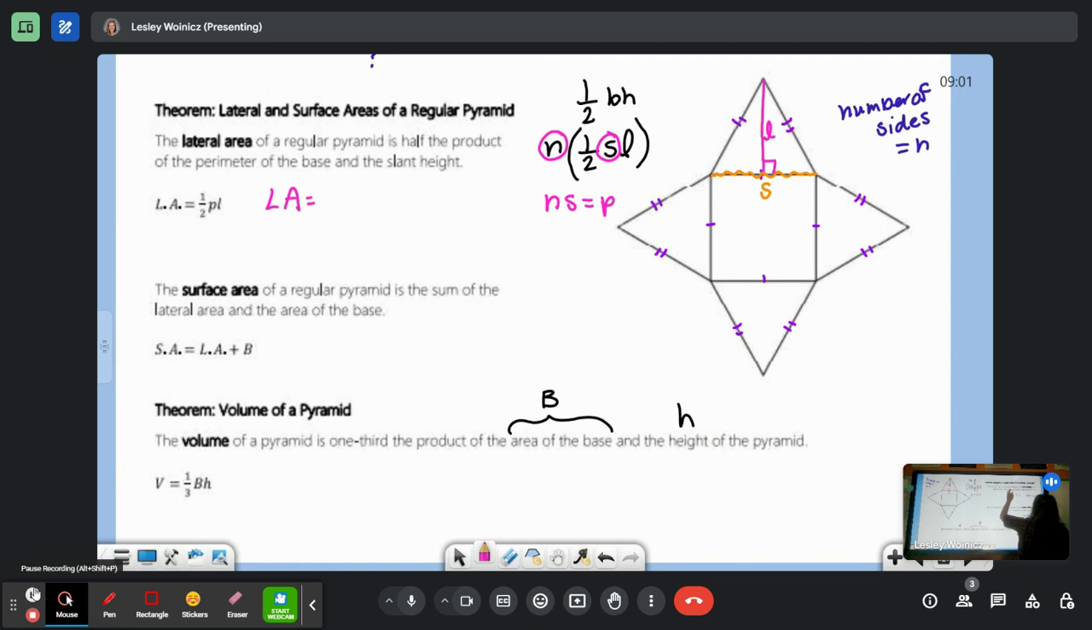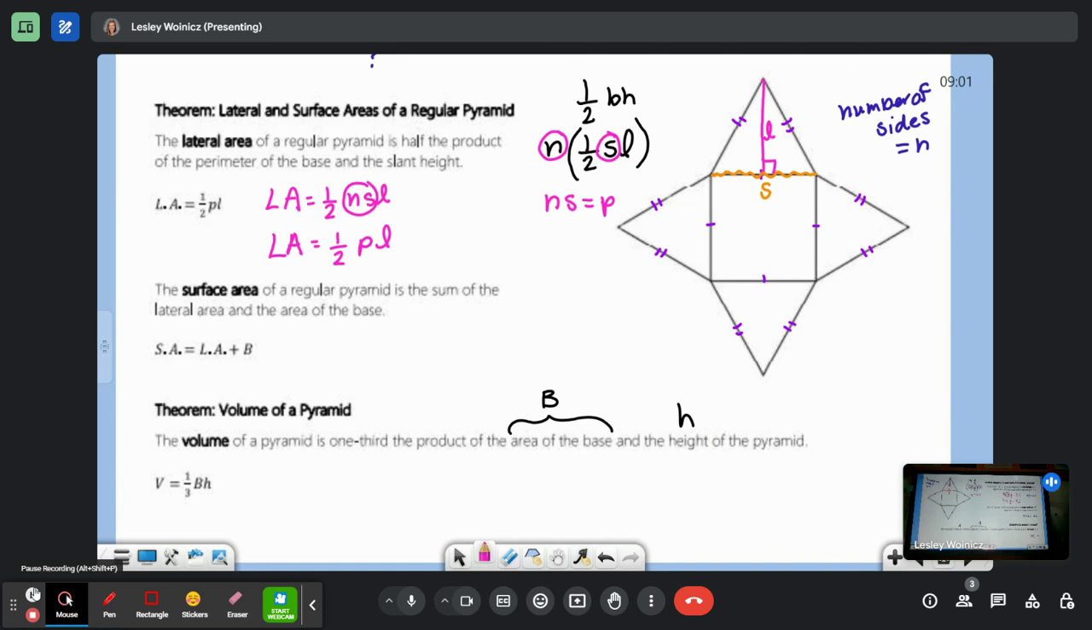Lateral area is 1/2 of, you can think of it if you want like NSL, like NSA. Do you guys remember that? Yeah. Okay, and then you can say, okay, well, if I take the N and S and multiply them together, that gives me the perimeter. So it's going to be 1/2 the perimeter times the slant height.